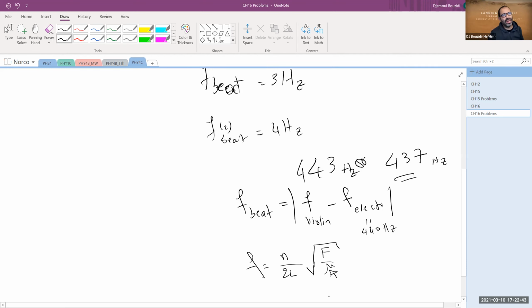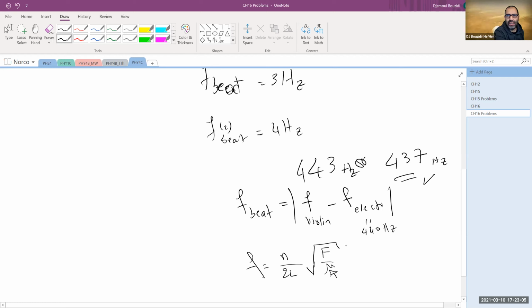The only thing she was provided is a tensioner on the string. Either increase the force, the tension, by making it tighter, or loosen it a little bit. So now, if she increases the tension, she wants to bring it from 437 up to exactly 440. So that's what she's thinking. She's thinking maybe it's here.